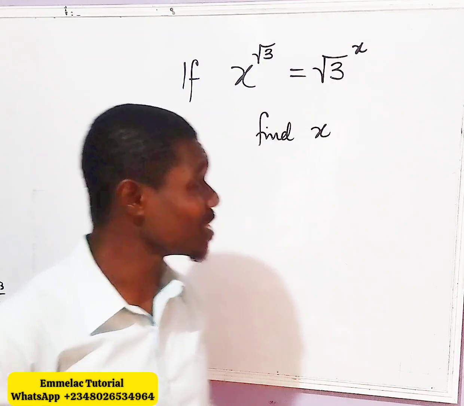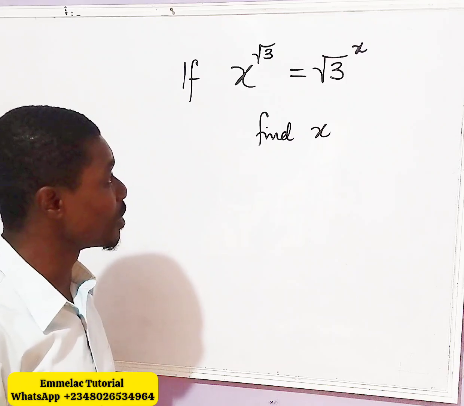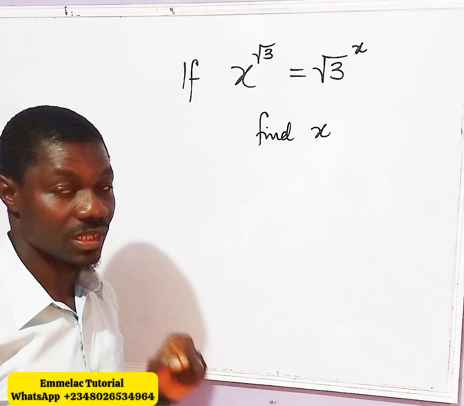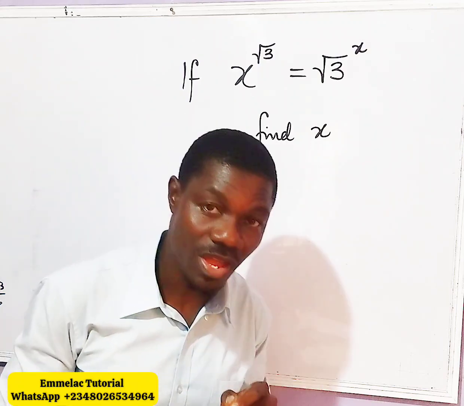Now let us look at this simple exponential equation, and here it is: x raised to the square root of 3 equals the square root of 3 raised to x, and we're going to find the value of x.